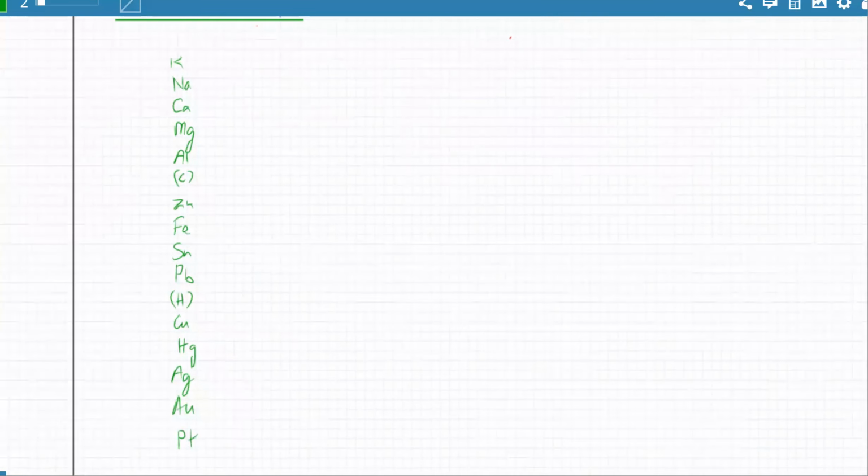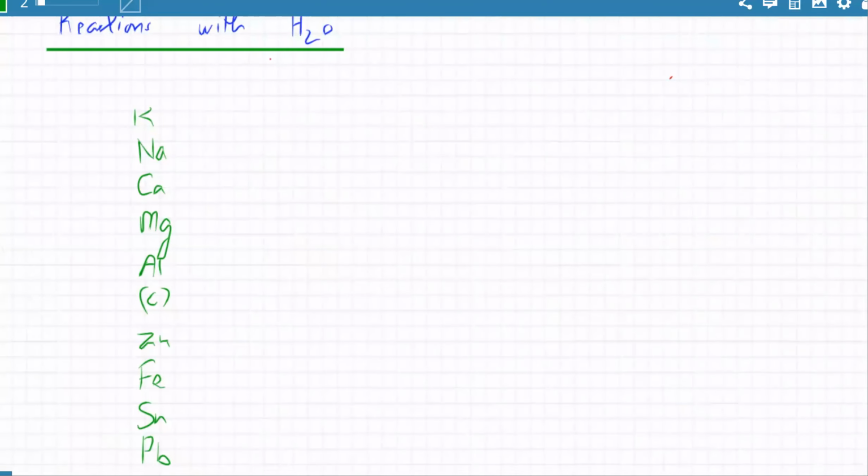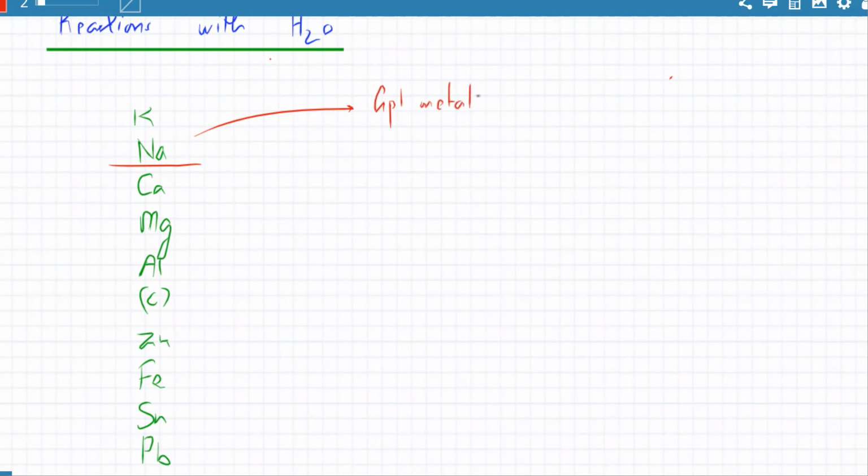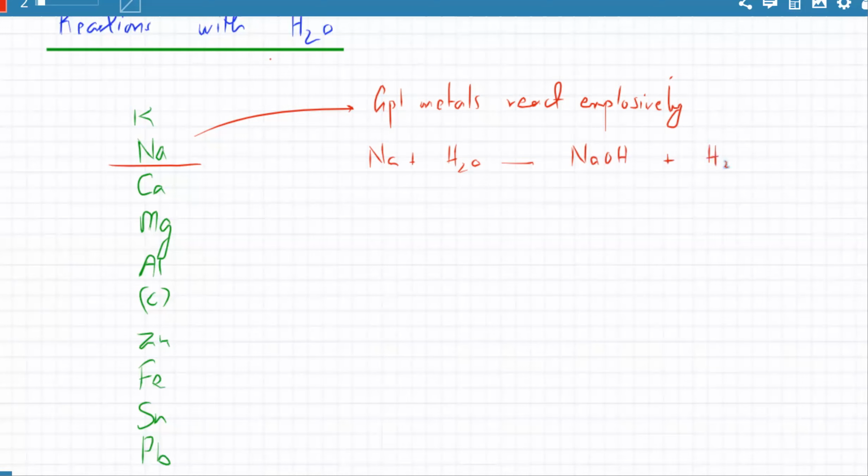So the top ones are the most reactive. We're going to start with the top one. We're going to talk about potassium and Na. We did actually talk about them. Not calcium at the moment, but just potassium and Na, group 1 metals. The first thing is group 1 metals are very reactive. They react explosively. So what's going to happen here? If you add Na to water, it would vigorously react. There's going to be explosions and it would form NaOH, and hydrogen gas would be given off.